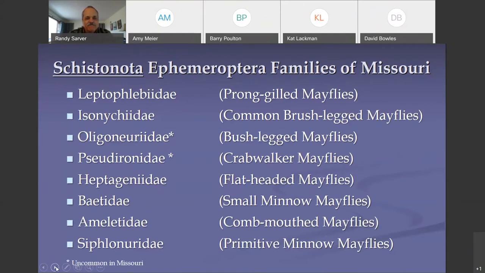The rest of the Schistonota are not burrowers. It's just a variety of different shapes and forms of mayflies. We've got eight more here: Leptophlebiidae, Isonychiidae, Oligoneuriidae, Pseudironidae, Heptageniidae, Baetidae, Ameletidae, and Siphlonuridae. You can look at common names, and sometimes they give you an indication of the characteristic that really stands out for that family, like Oligoneuriidae, brush-legged mayflies. That might tell you there are going to be hairs on the legs, and that is a significant characteristic. Next, please.